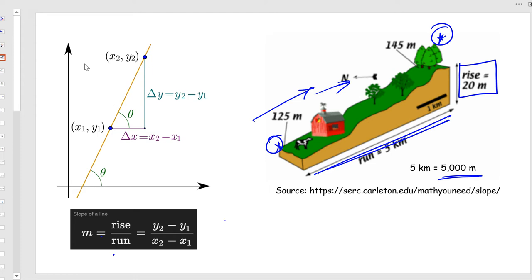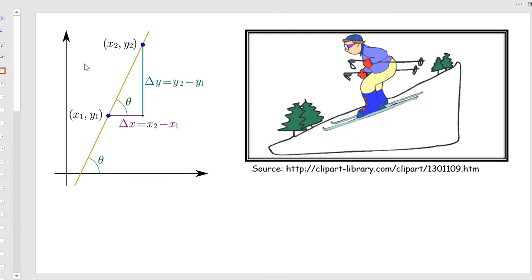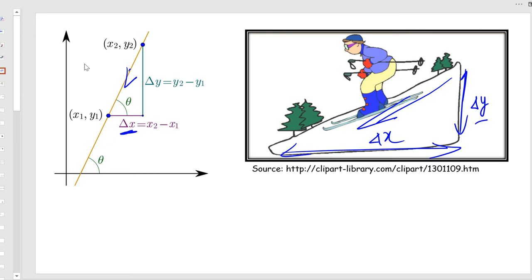Now the same thing, you are going in this direction, you are rising. Similarly, a negative rise means you are sliding down. So if you go in this direction, how much change is there? This is the delta x direction, and this would be the delta y direction.